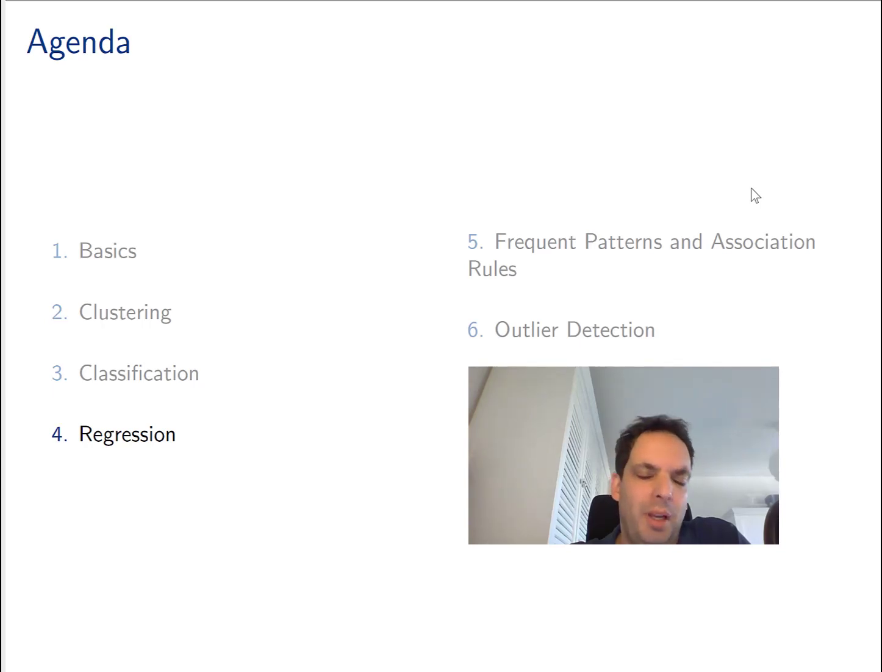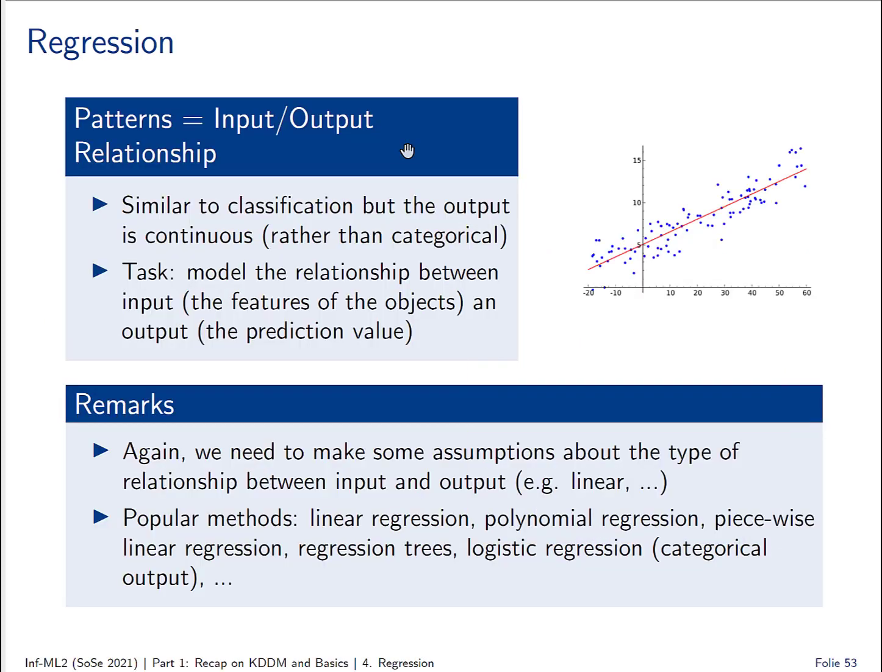Regression is next up. We are almost through, guys. The pattern here is a relationship between the input and the output. Very similar to classification, but the output now is not categorical, but continuous. So we want to predict a continuous value rather than a category. And the task, of course, is to model this input-output relationship, the relationship between the input, the features of the observations, and the output, which is the predicted value.